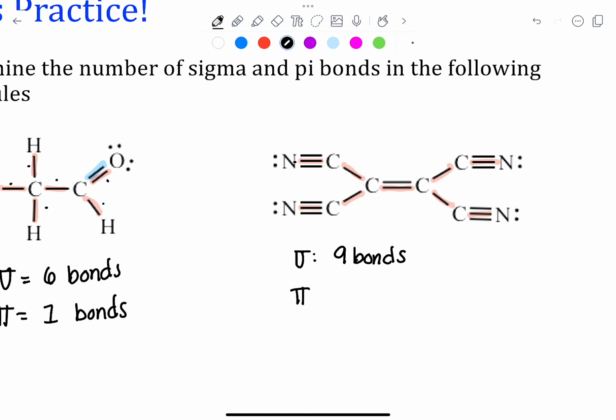And for pi, we now go through with blue. We know our double bond has a sigma bond and a pi bond. And then our triple bonds have 2 pi bonds in them. So we have a pi and a pi, a pi and a pi, a pi and a pi, pi and a pi. So in total, that's 1, 2, 3, 4, 5, 6, 7, 8, 9 pi bonds as well.